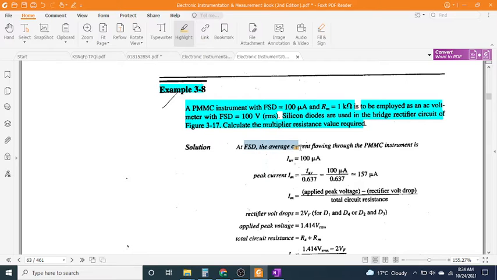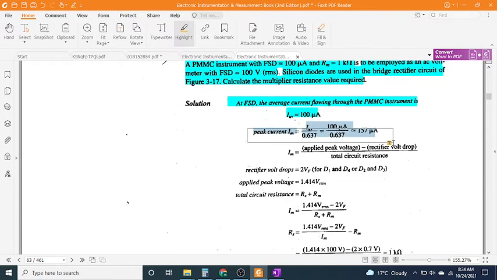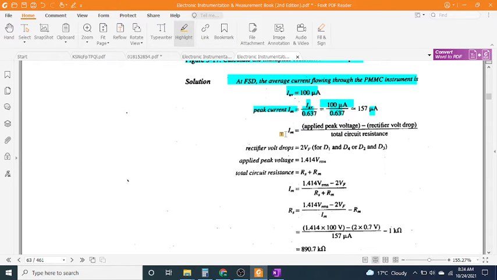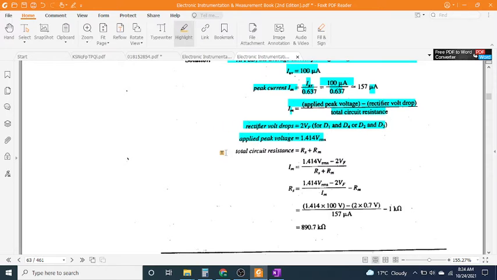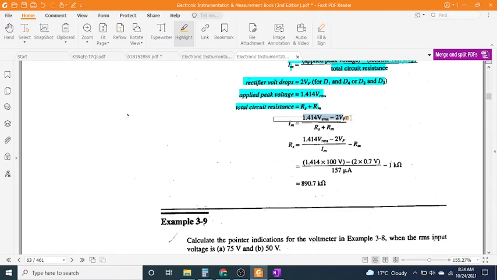Solution: at FSD, the average current flowing through the PMMC instrument is I equals 100 µA. Peak current Ip equals 100 µA divided by 0.637. Ip equals applied peak voltage minus rectifier volt drop, divided by total circuit resistance. Rectifier volt drops equals 2 V, for D1 and D4, or D2 and D3. Applied peak voltage equals 1.414 Vrms. Total circuit resistance equals Rm plus Rs. So 1.414 Vrms minus 2 Vf over Rm plus Rs, giving Rs equals 1.414 Vrms minus 2 Vf over Ip, minus Rm. Rs equals 1.414 x 100 V minus 2 x 0.7, over 157 µA, minus 1 kΩ, equals 890.7 kΩ.